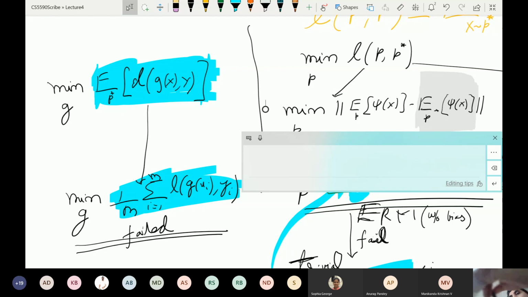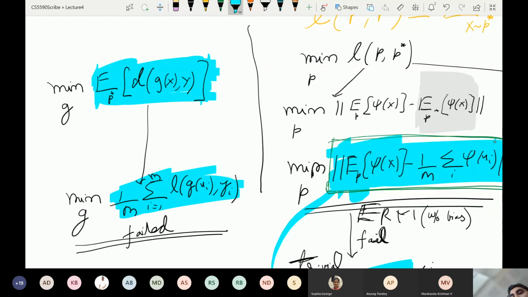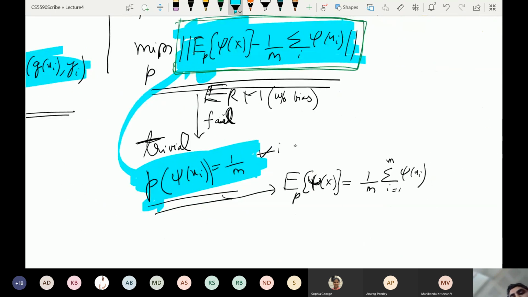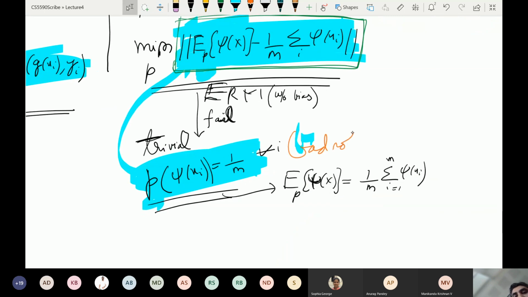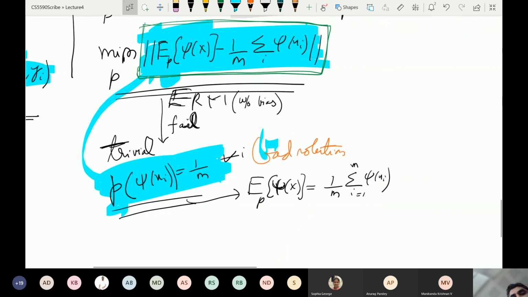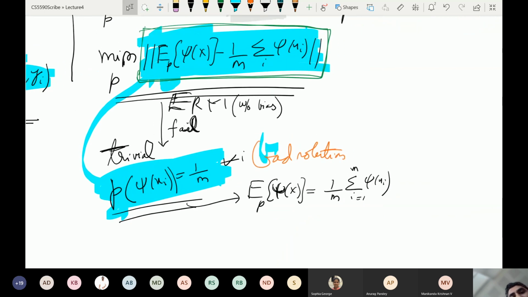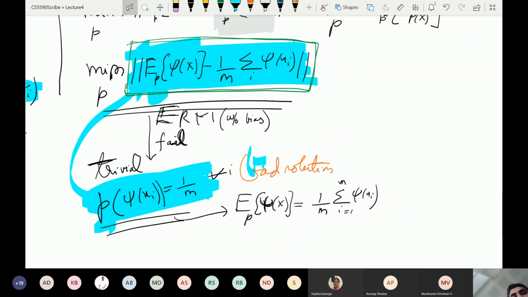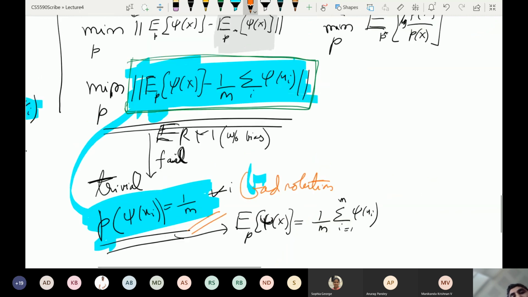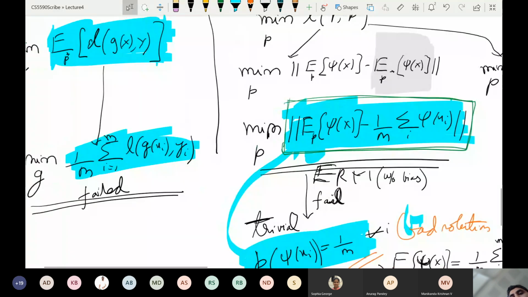So is this clear that this is a very, very bad solution? It's trivial, but it's a bad solution. It's like learning nothing, right? I'm not generalizing to any new point. Now, you can also show that this is the only solution. There are no other solutions.